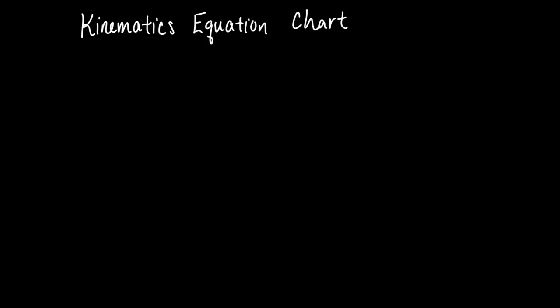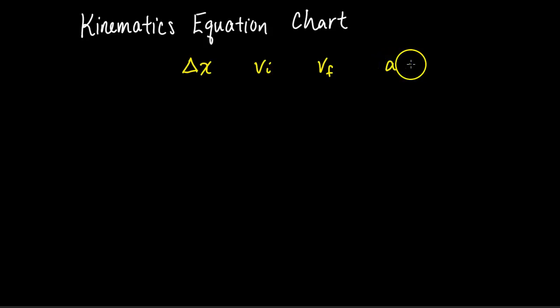In this video, you will learn how to create a kinematics equation chart. This will be very helpful for being able to figure out which equation to use to solve a particular kinematic equation problem. First, we're going to write down the five kinematic variables that you'll notice in these problems. So we have delta x, displacement, vi, initial velocity, vf, final velocity, a, acceleration, and time.